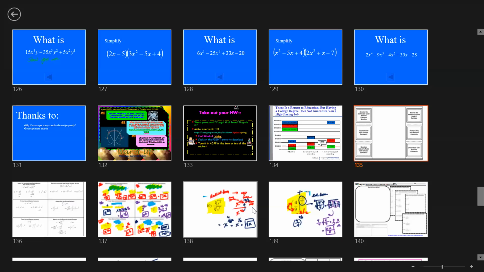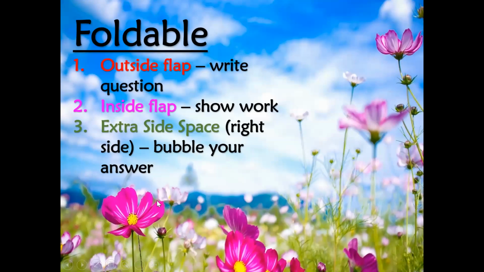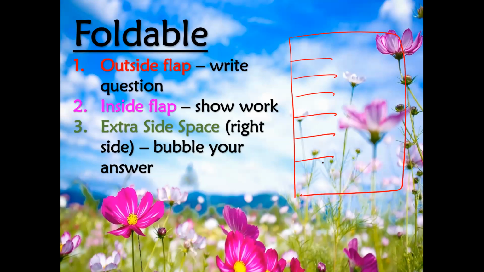All right, so if you're doing this at home, you're going to need a separate piece of paper, and we're going to do a foldable. On the outside of the foldable, you're going to write down the question. Inside the foldable, you're going to show your work. If this is your piece of paper, you just need to do 1, 2, 3, 4, 5, 6, 7, 8. You need to have 8 flaps. Fold, and cut each of these.